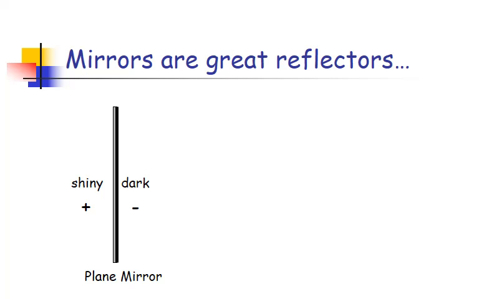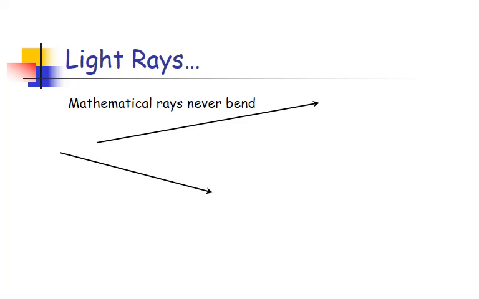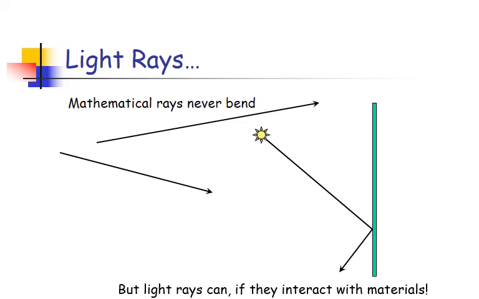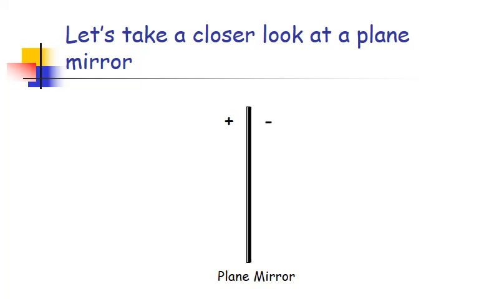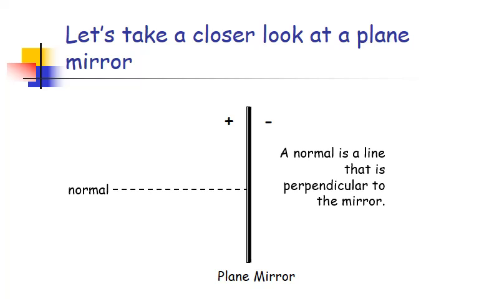So mirrors are great reflectors, and we're going to be looking at that, and we're going to be using rays. Now, mathematical rays never bend, but light rays can, and they interact with materials. This is a light ray bouncing off a mirror. And so what I want you to do is go ahead and draw a rectangle. The positive side is the shiny side, and then we have the negative side, the dark side of the mirror. Let's go ahead and draw a normal line.